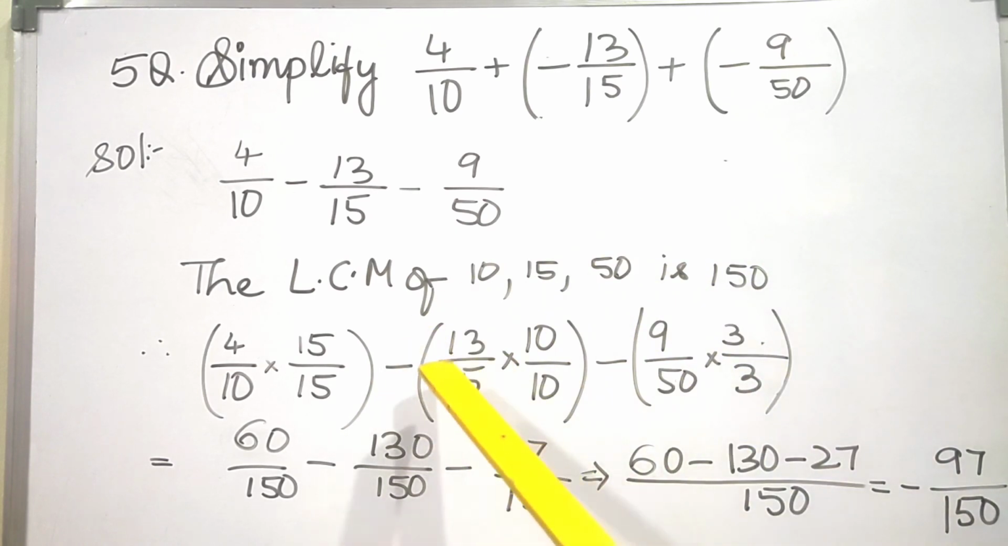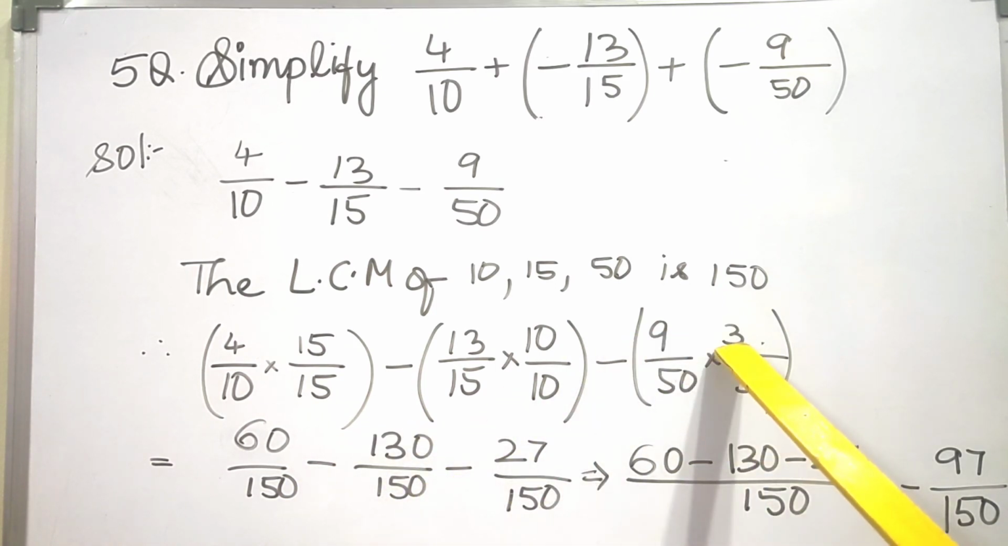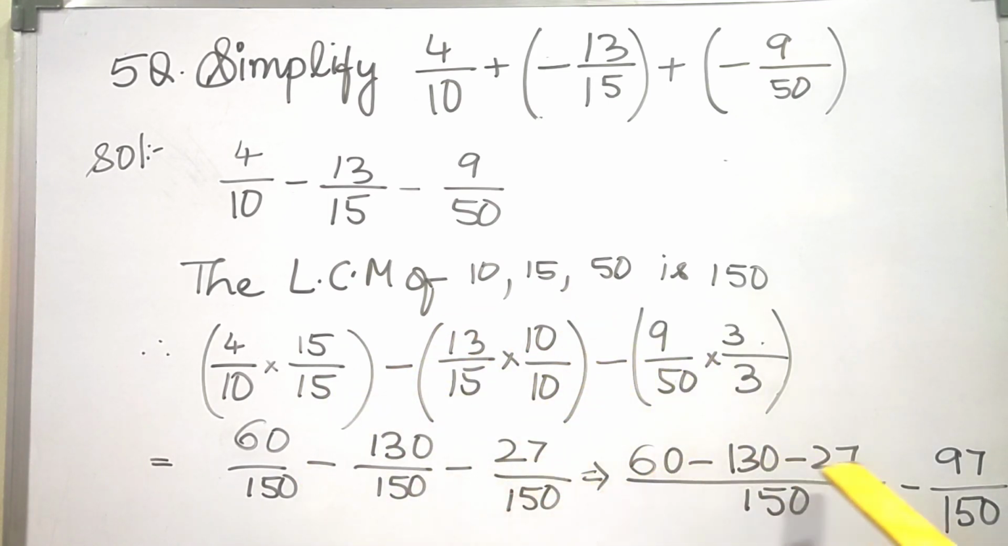After sorting out all this, we'll get 60 by 150 minus 130 by 150 minus 27 by 150. Here I have multiplied everything and kept the symbols as they are. After simplifying, we'll get minus 97 by 150.